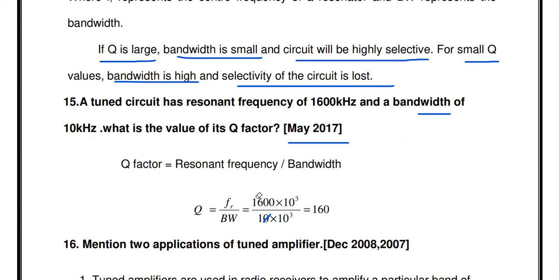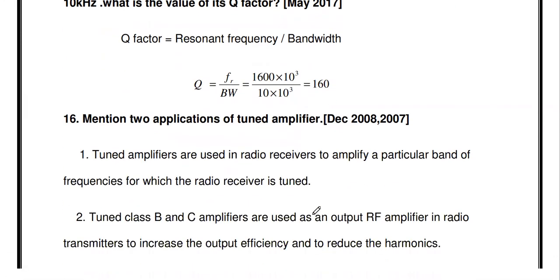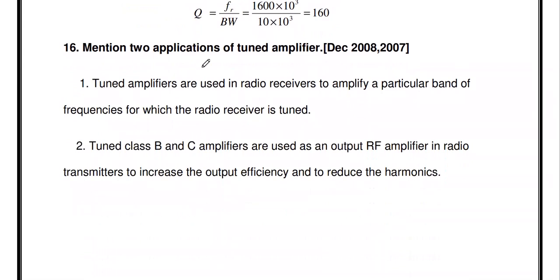Similar to this, there may be a question where the resonant frequency and quality factor are given and we have to find the bandwidth also. So you just rearrange the formula and find the answer. Then the next question: mention 2 applications of tuned amplifier. It's a 2018 question.